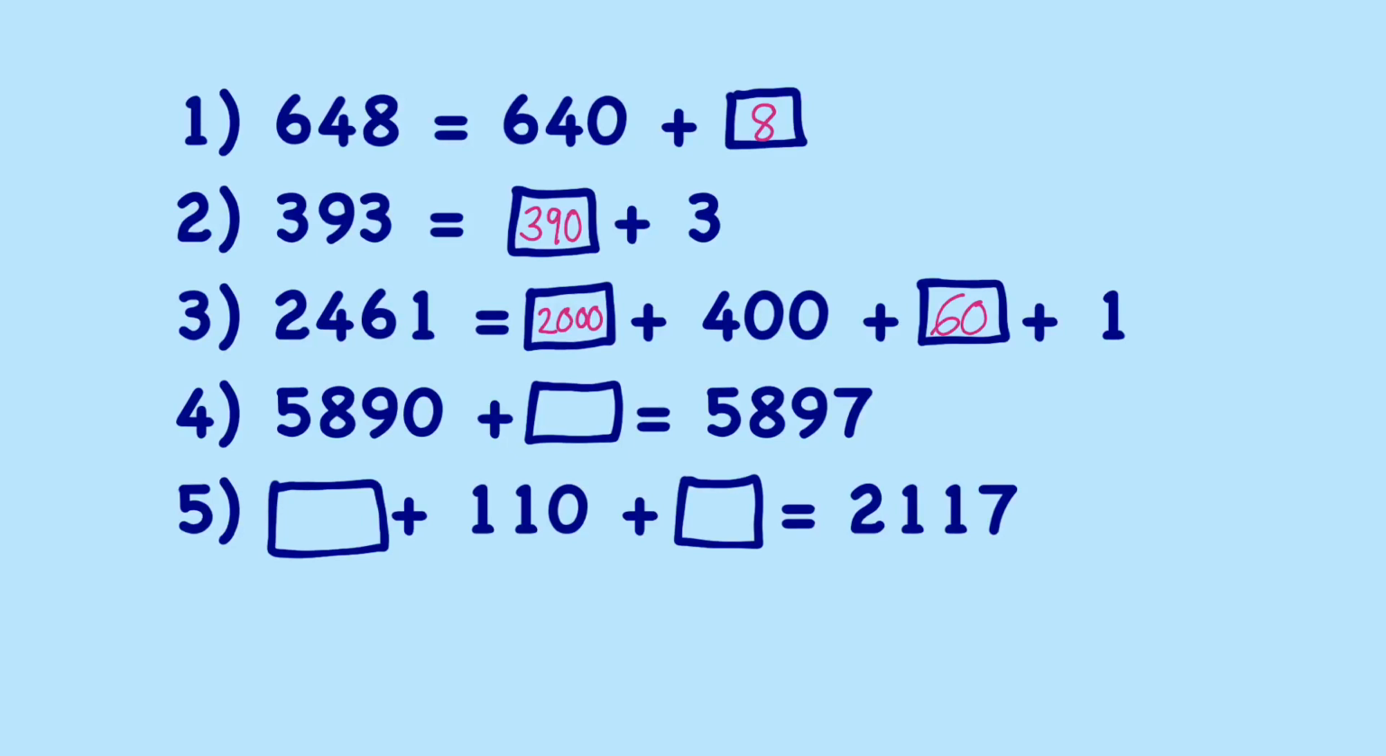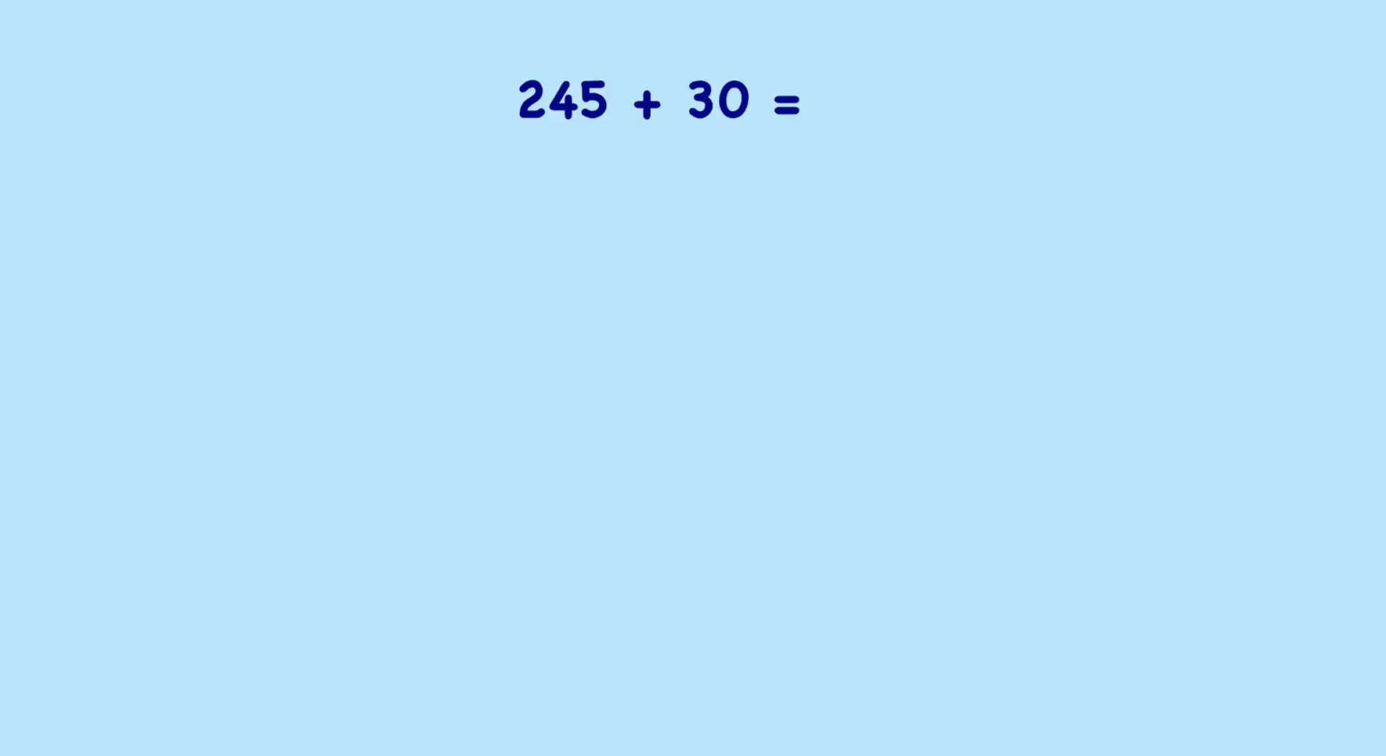5,890 plus something is 5,897. So I know that my missing number must be 7. And the last question, something plus 110 plus something is 2,117. This is a bit of a tricky one. So if we had the number 110, it would go there if this was my place value columns. So I can see that I need to have 2,000 in this box, and I've got the 110, so that means I'm missing 7.